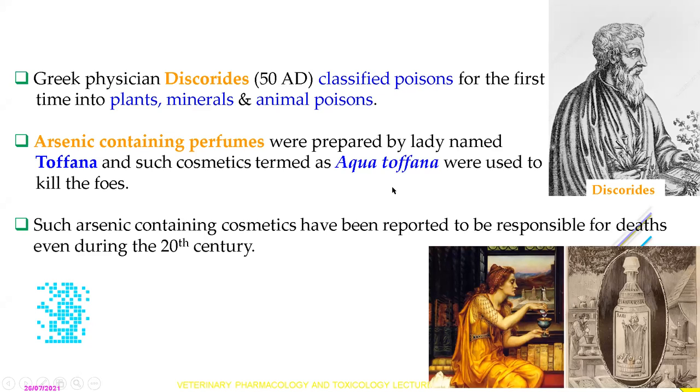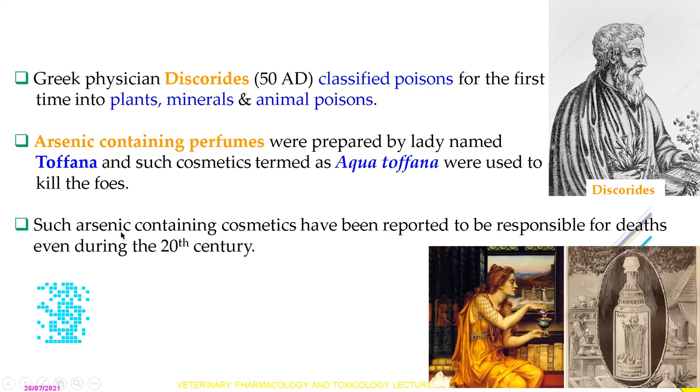And later, it was an official job at that time, some ladies were used as human weapons against the enemies. These ladies used to befriend the enemies and give this Aqua Tophana mixed in wine or other alcoholic substances. Later, this lady Tophana developed a psychological inhibition to kill children also. She used to attract many ladies and offer them Aqua Tophana, and she used to kill and enjoy the death of these persons.